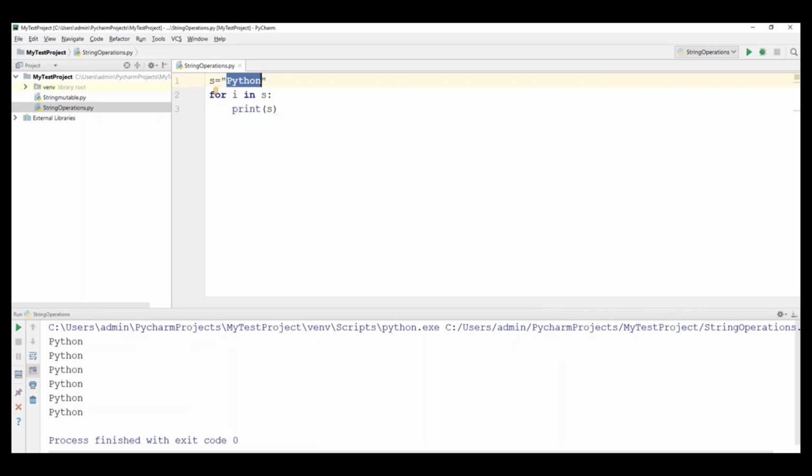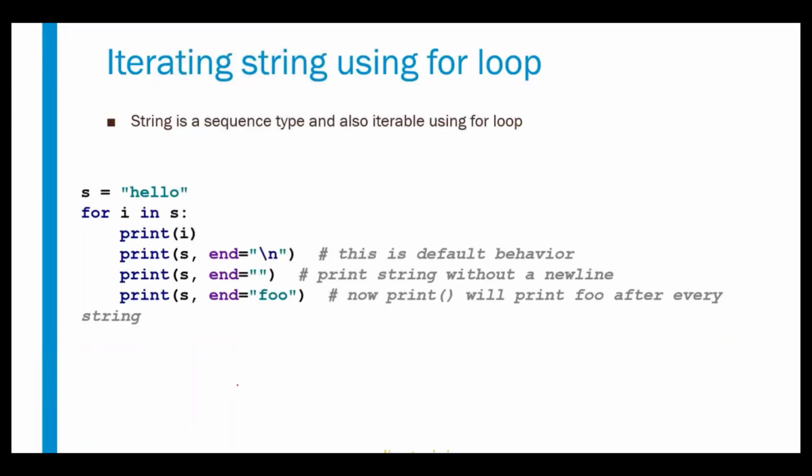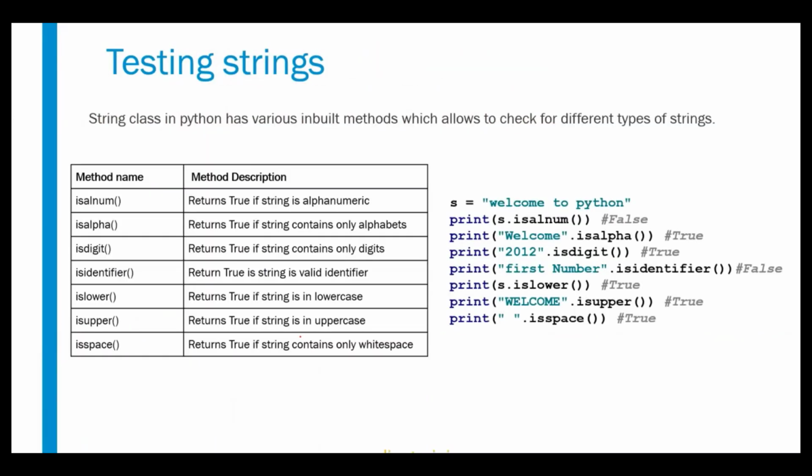Okay, the next concept we are going to discuss is testing strings. Here we have a few methods. These are all inbuilt methods in Python. Let us see how we can use them: isalnum, isalpha, isdigit, isidentifier, islower, isupper, isspace. Every function has its own purpose.